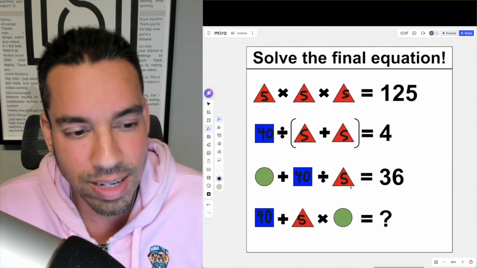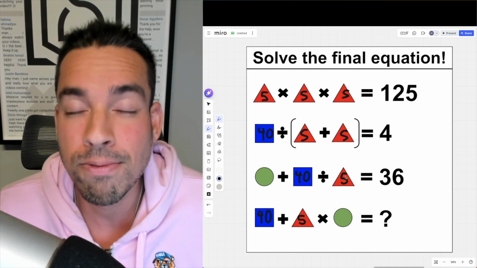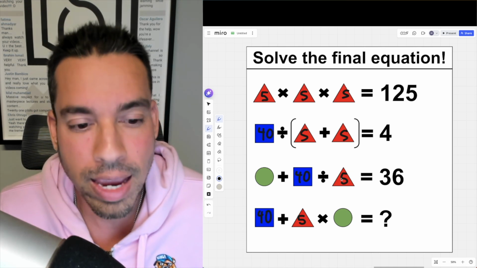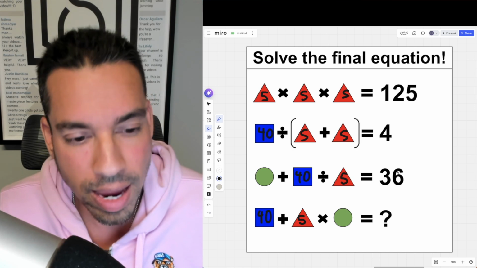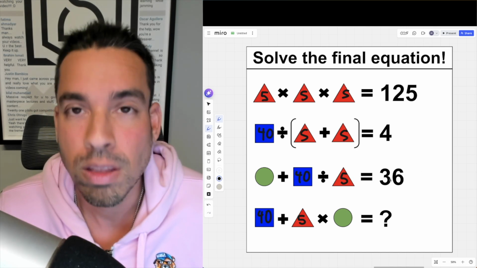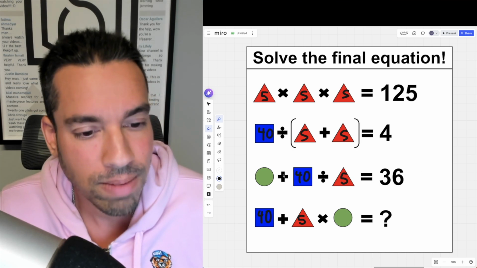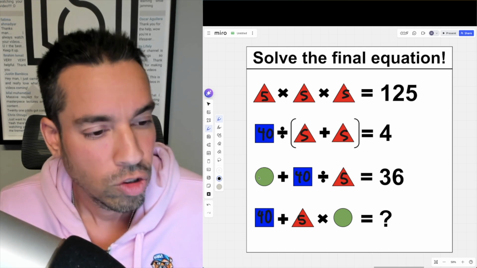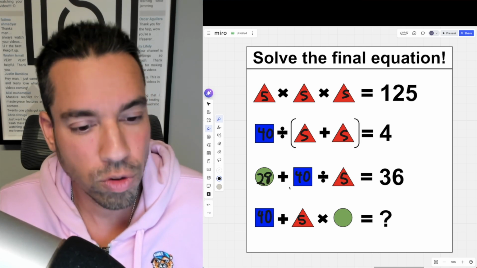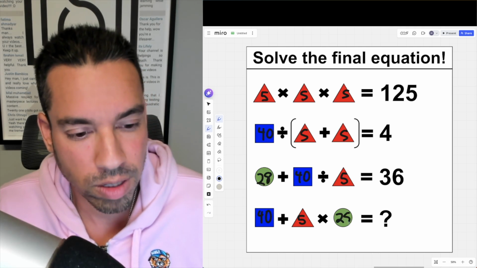Now moving down to the next equation. 40 divided by 5 is going to be 8. So what plus 8 is going to give us 36, right? And that is going to be 28. So now the green circle is 28. We're going to bring it down here.